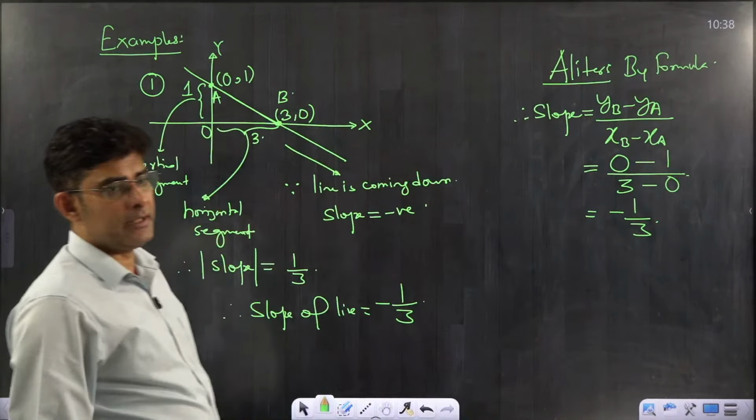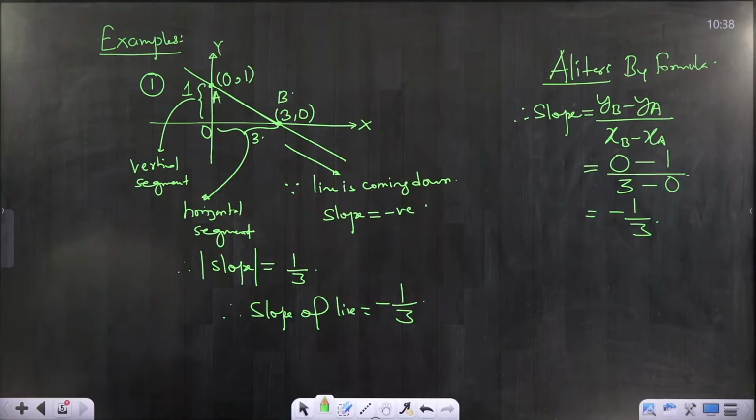From both you will get the same answer. Is it clear? Check. So by formula, if you can write the coordinates of 2 points, definitely you will get the correct answer in this form. So slope is minus 1 by 3. So you just need to see the vertical and horizontal segments.